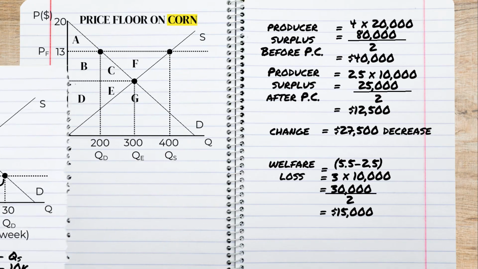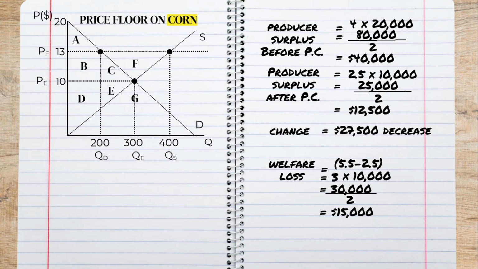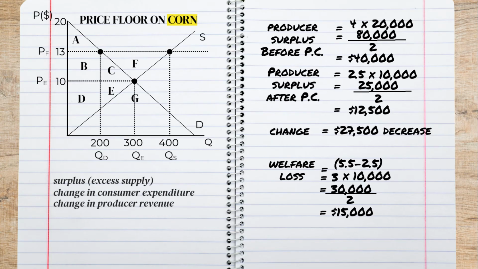Okay, now let's try to do the same for a price floor. I want you to pause the video and try to calculate the surplus or excess supply, the change in consumer expenditure, the change in producer revenue. Now, be careful on that one.